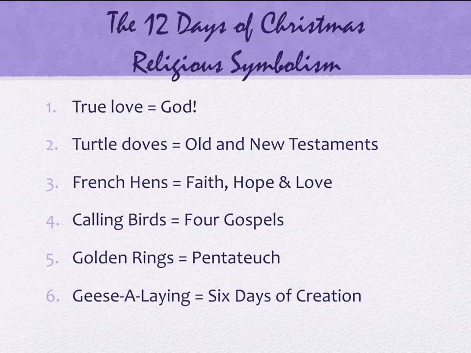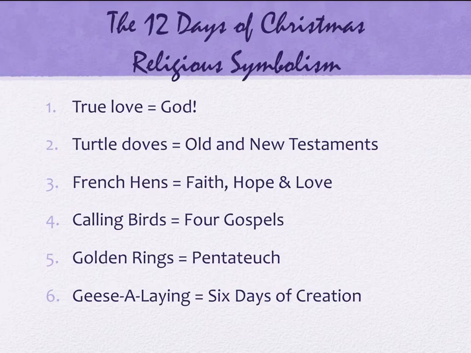Okay, so on the 12 days of Christmas, the first one's a partridge in a pear tree, so that's fine. And all the other ones are written down. But these are the religious symbolisms for the 12 days of Christmas, which I think is pretty cool. And so maybe you've seen these before, maybe you haven't. So our first one is true love represents God. The 2 turtle doves represent the Old and the New Testament. On the third day, it was 3 French hen. Those represent the virtues, faith, hope, and love.